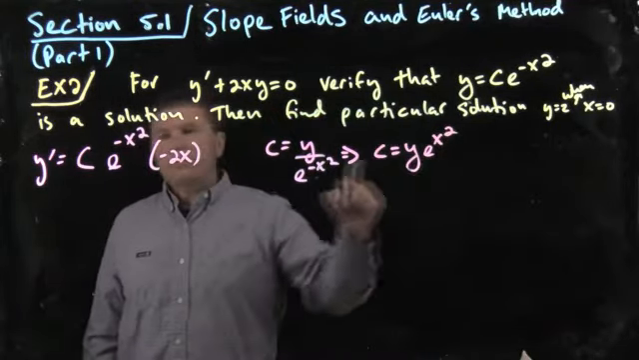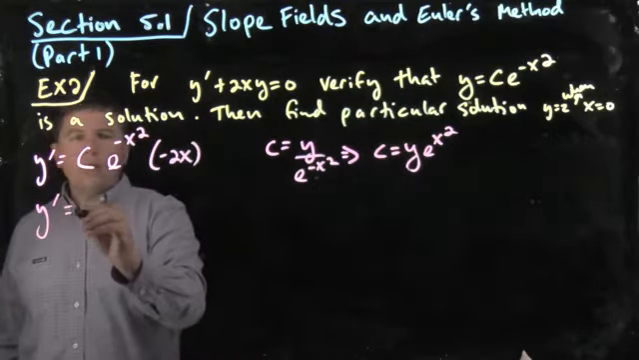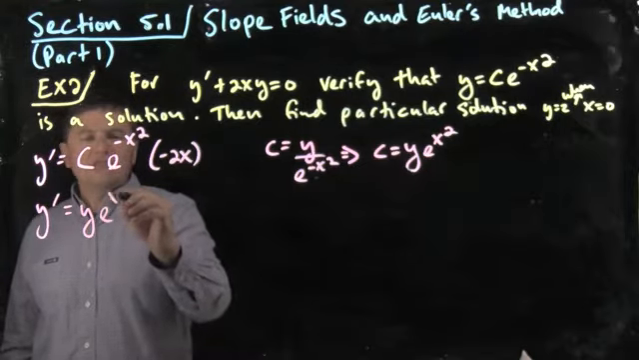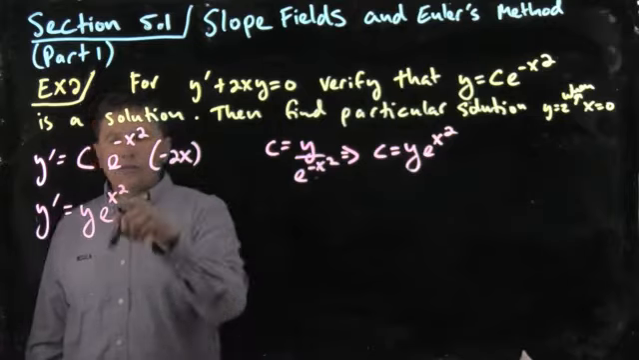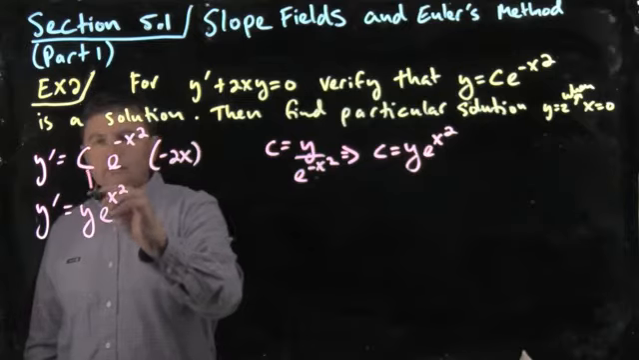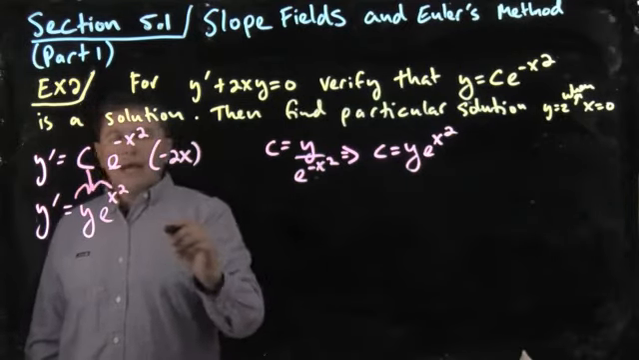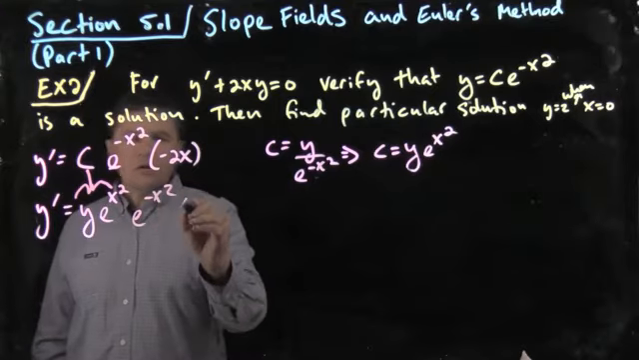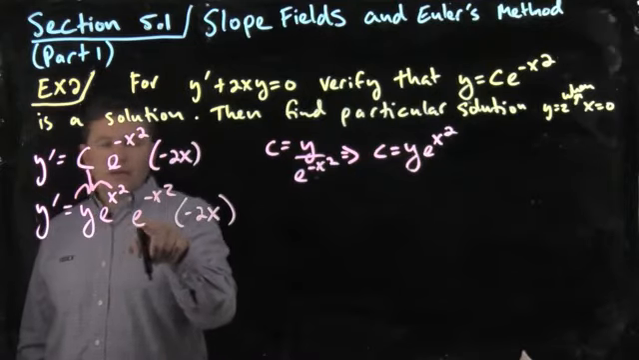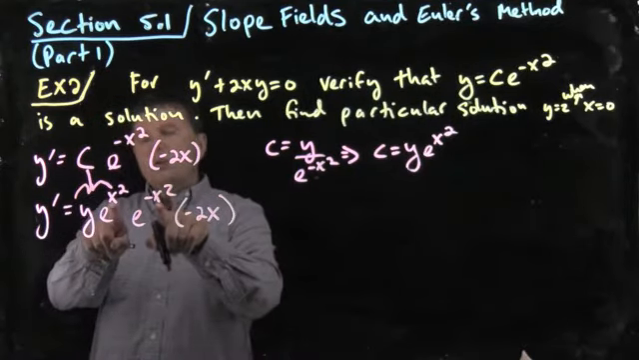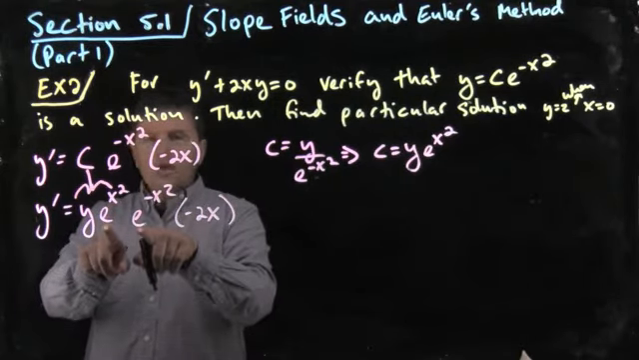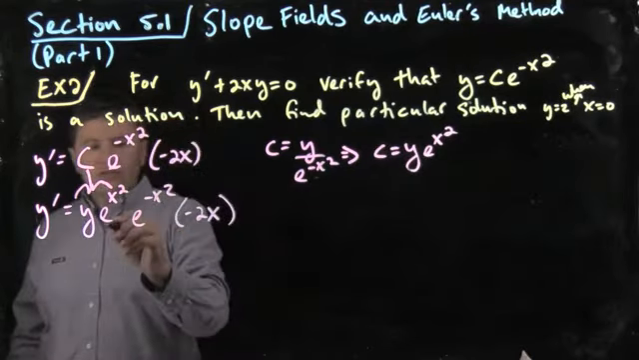Okay, so now what I'm going to do is plug this in for my c here. So I get y prime is equal to y e to the x squared, so that's just the c here. And then we have the e to the negative x squared, and you might already see what's going to happen here. As we multiply these things, realize e's are like bases, so we're going to add those exponents. So x squared plus negative x squared gives me 0, so I'm going to get e to the 0. E to the 0 is 1.